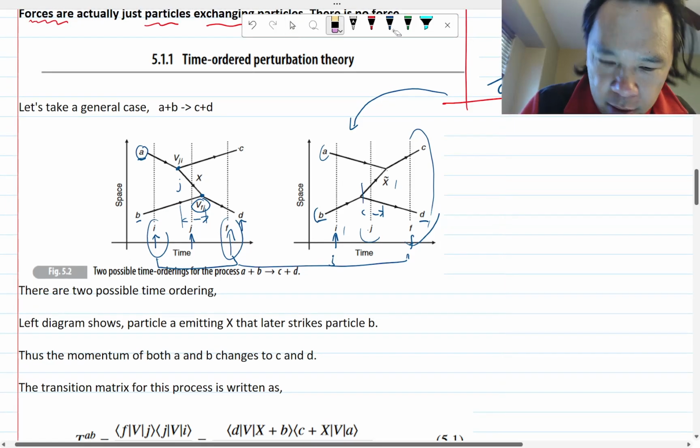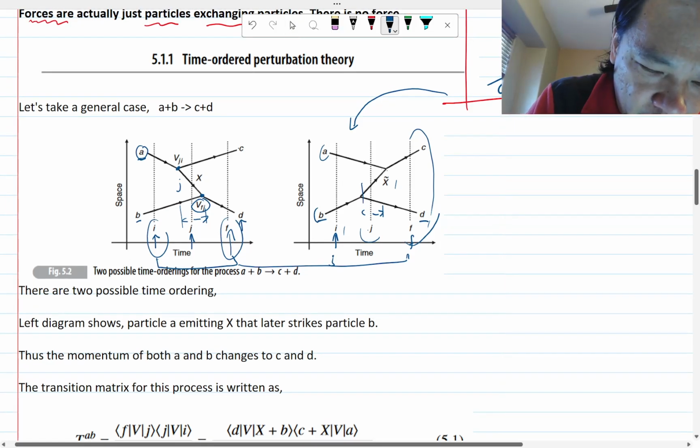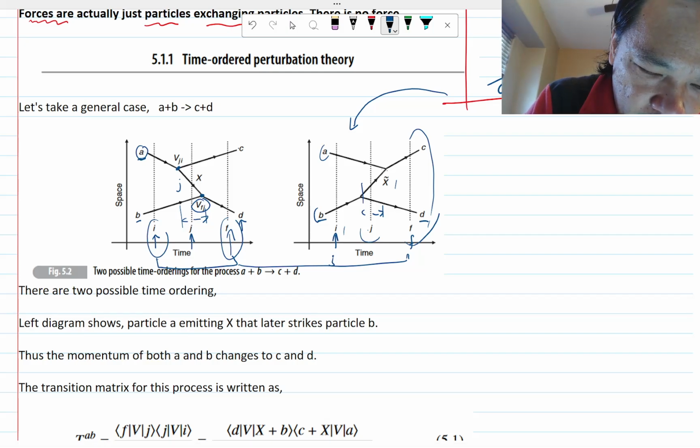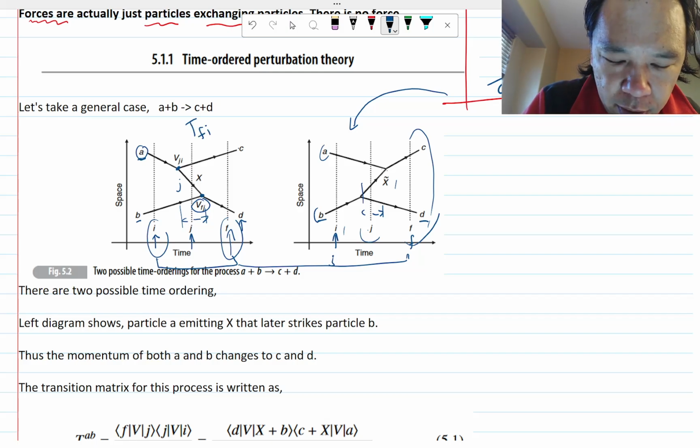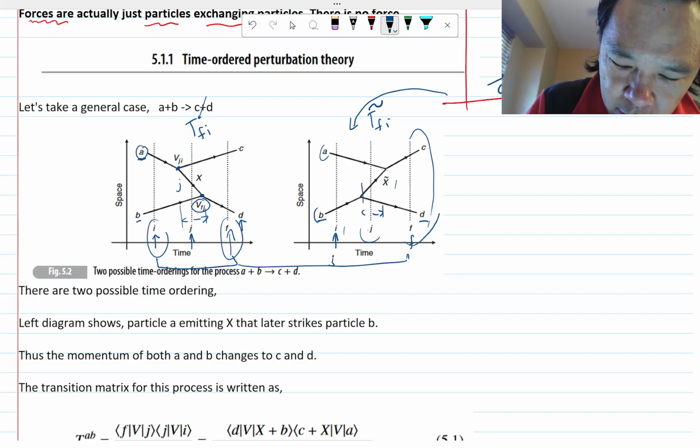So what I'm going to do is tell you how to think about this. Each of these has some interaction amplitude, or this matrix element, T_FI, right? But these are different matrices, so let's call this one with a little squiggle on top.